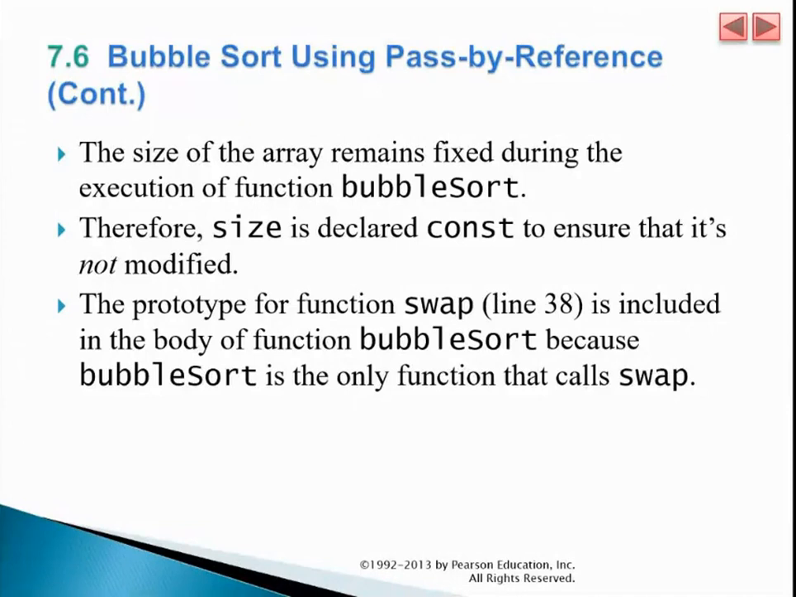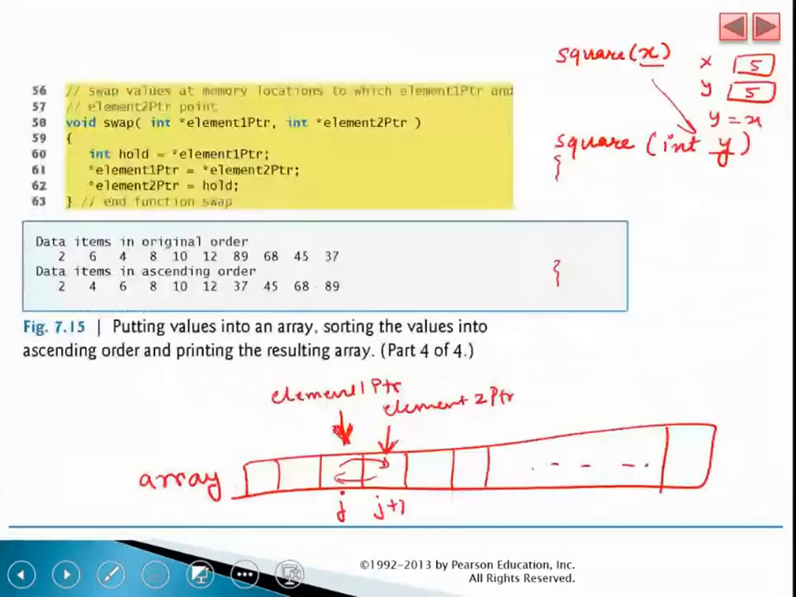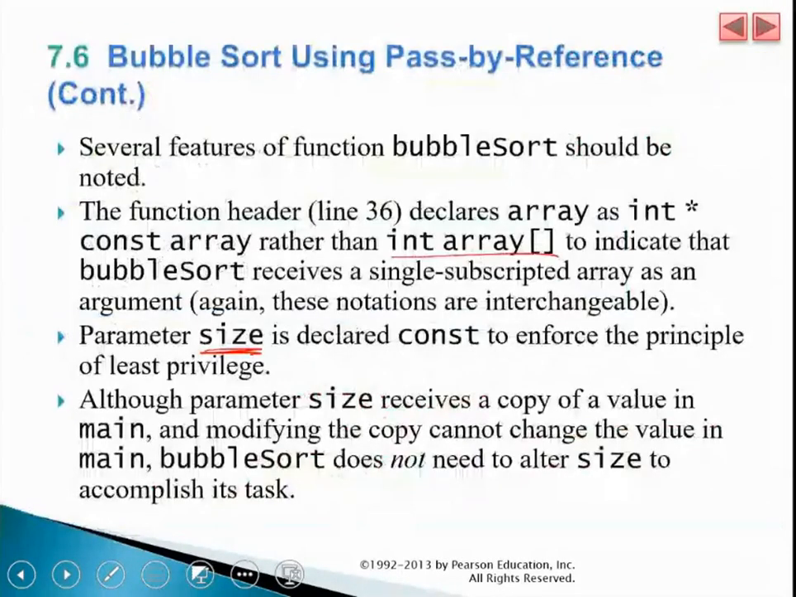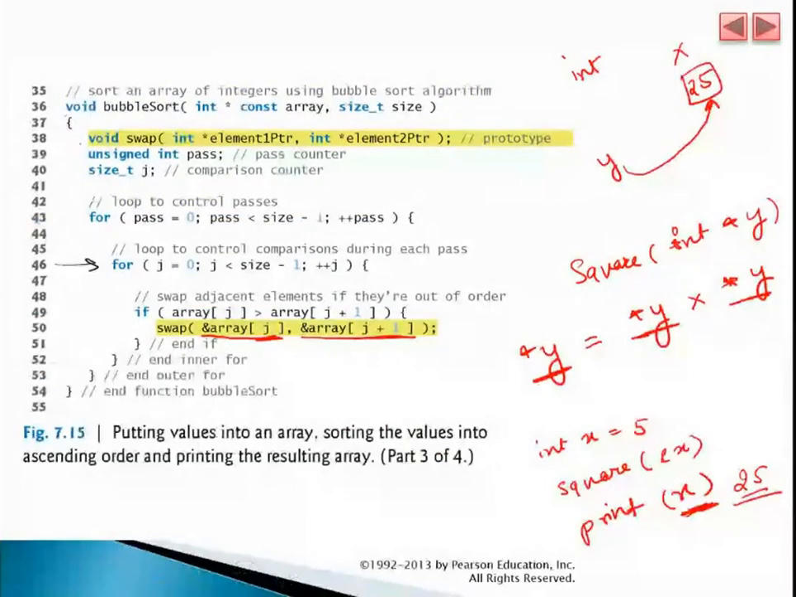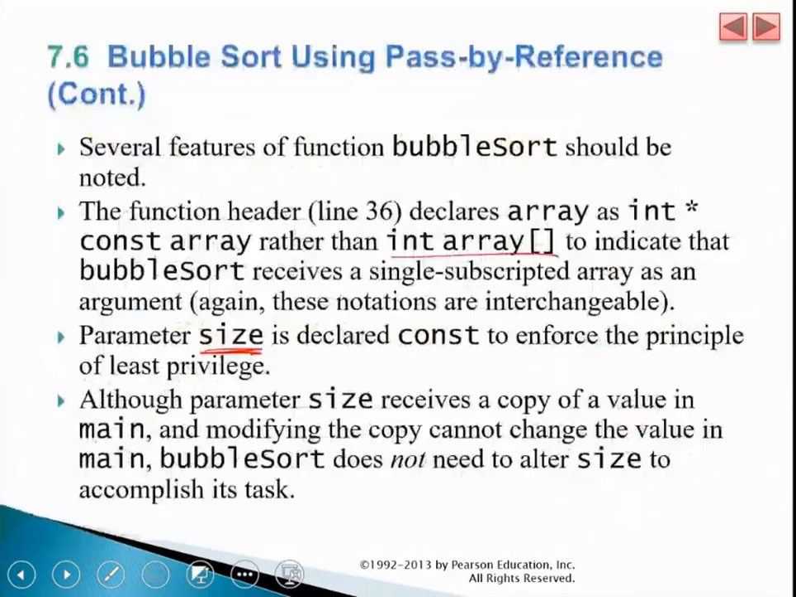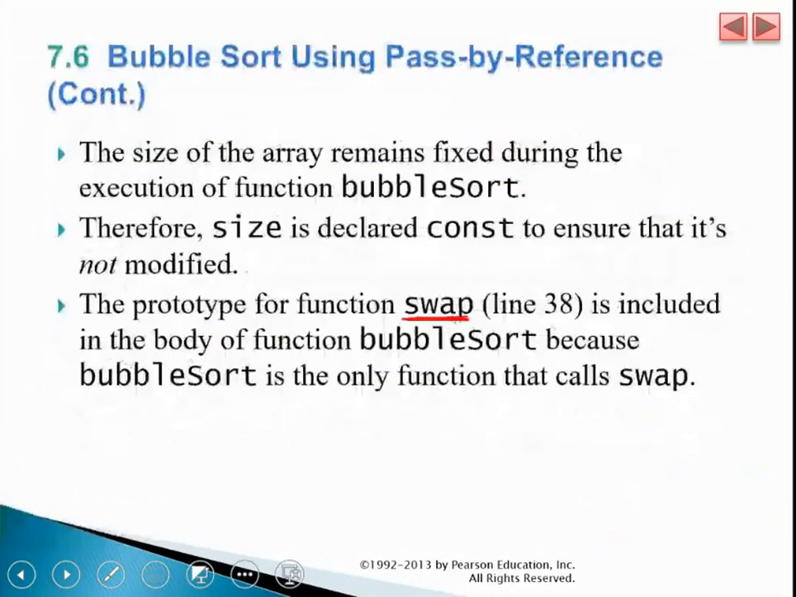Now the prototype swap. This is a little bit important thing that is new to you. The prototype swap is included in the body of the bubble sort, because bubble sort is the only function that is calling it. Therefore, we are defining this prototype inside the body of the bubble sort function. Now, what is the use of this? Let's see.